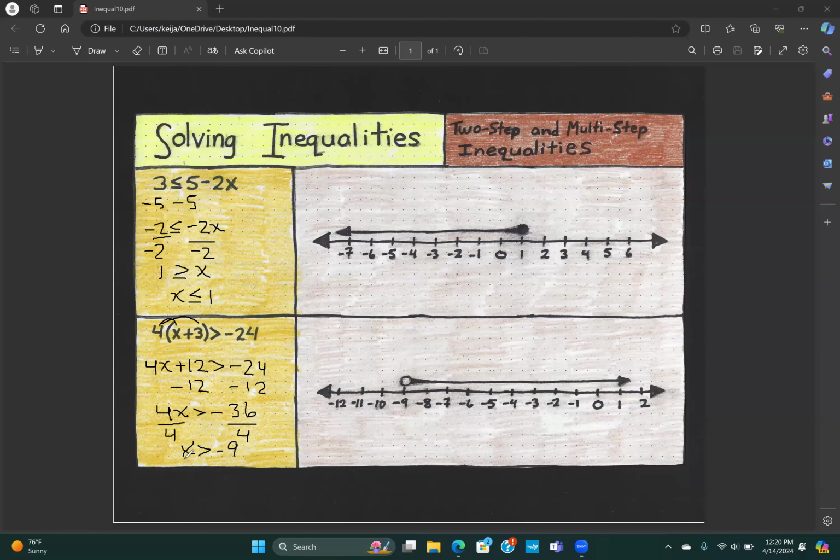And so in this case, we know that x is greater than a negative 9, as indicated by the open circle and the arrow going to the right of negative 9, because x can be any number greater than negative 9.